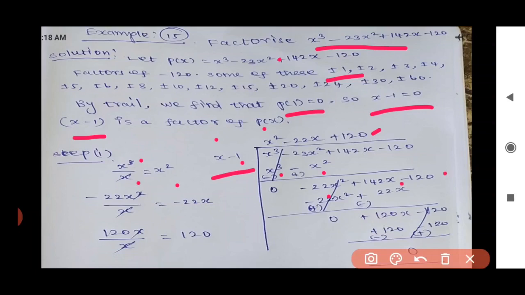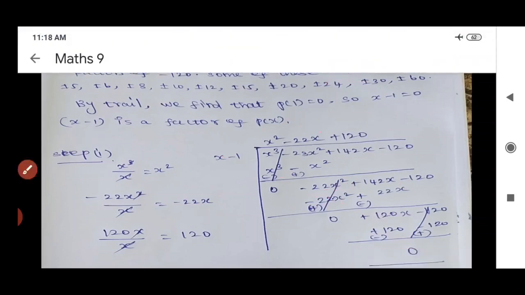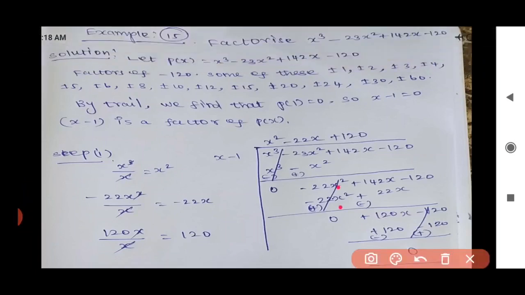Continue the process. The first dividend term is minus 22x squared divided by the first divisor term x. Cancel the term, you get minus 22x. So the second quotient is minus 22x. Now going to the product of quotient and divisor. Minus 22x into x is minus 22x squared. Minus 22x into minus 1, you get plus 22x. Subtract the terms: minus 22x squared plus 22x squared is 0, 142x minus 22x you get 120x. So the remaining term is minus 120.